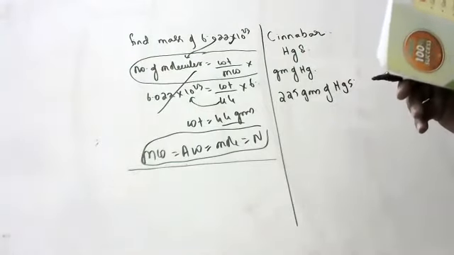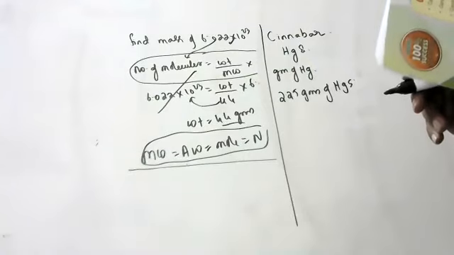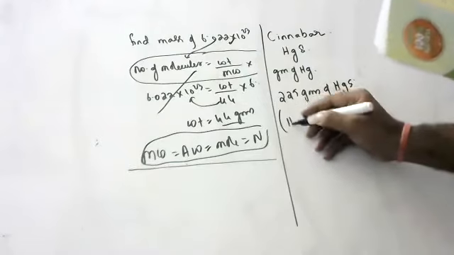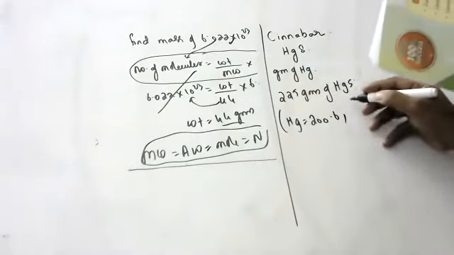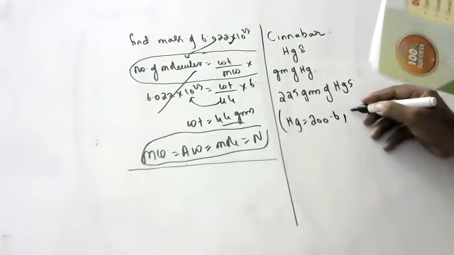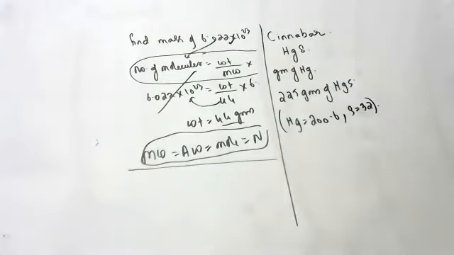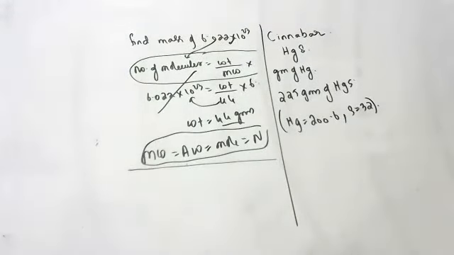And he's saying that how many grams of mercury is present in cinnabar if the molecular weight of mercury is 200.6 and the molecular weight of sulfur is 32 grams. This is the question. Who will tell this? Anyone in the class?